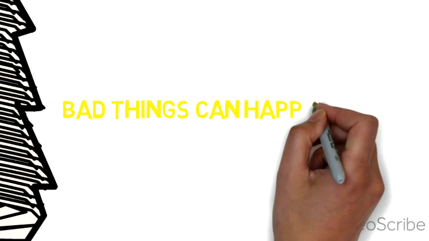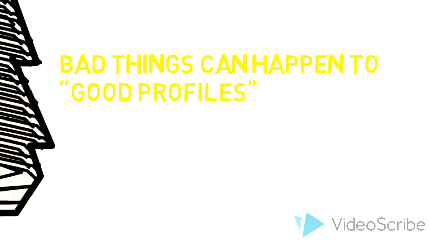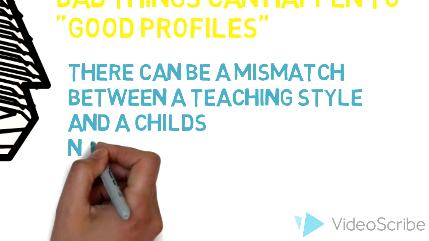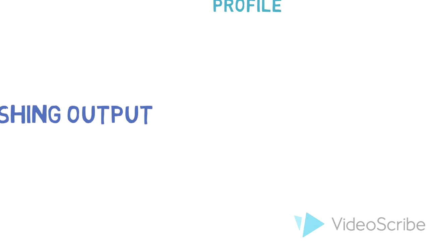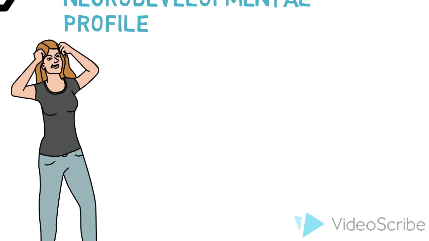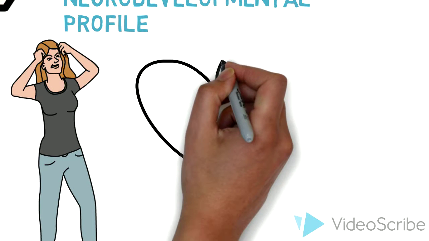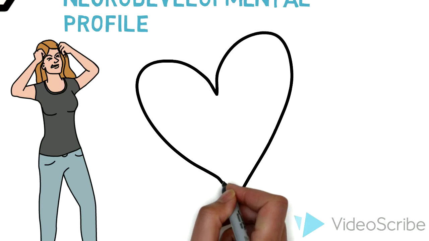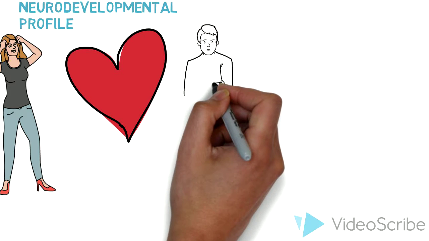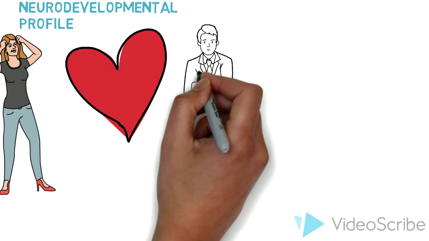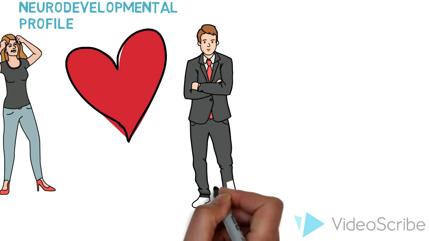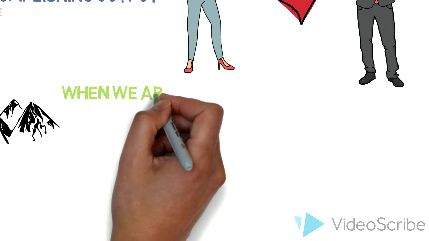Bad things can happen to good profiles. There can be a mismatch between teaching style and a child's neurodevelopmental profile. This can lead to chaos, anger, or withdrawal. For example, if a student has a particular brand of a sense of humor, some teachers might laugh and love it, while others might send them to the principal's office. No one is at fault, and both sides need to work at the relationship. People conflicts happen all the time in the working world, and you need to get through it.